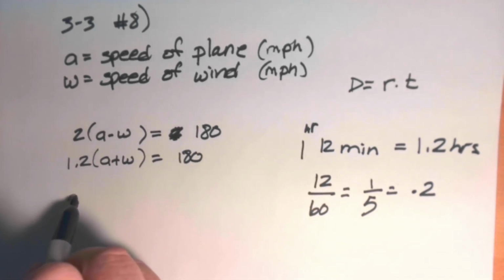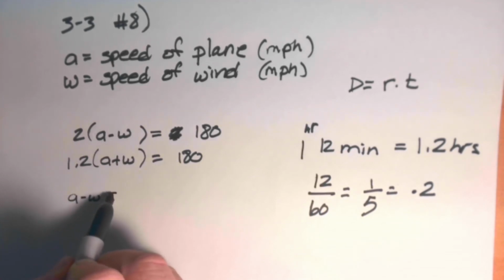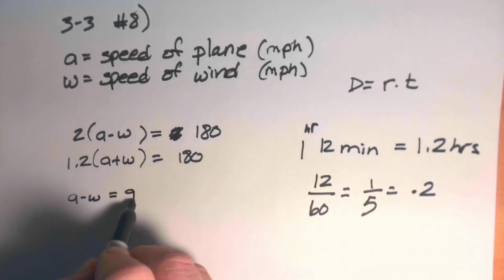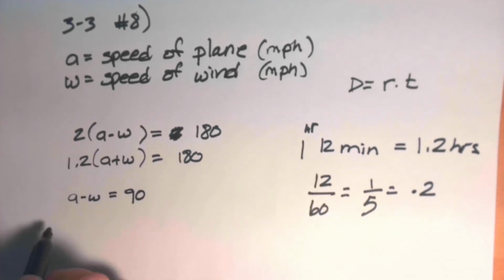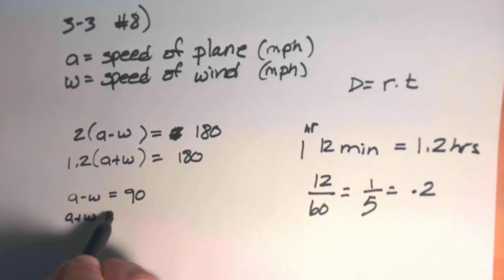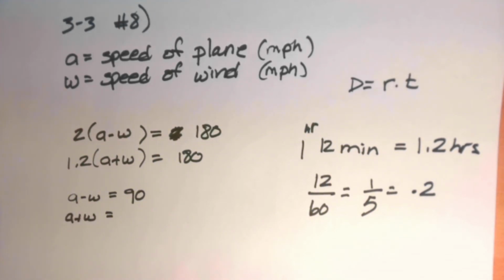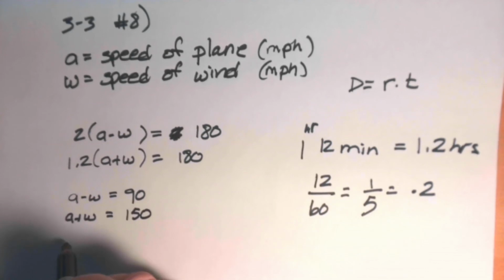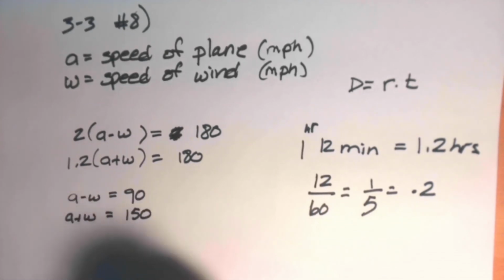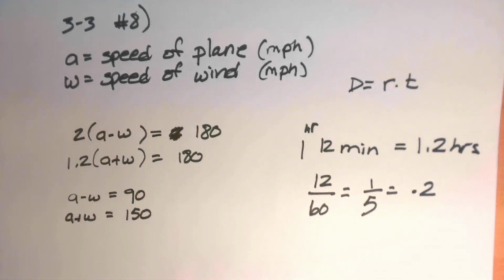And so when I do that, I get a minus w is equal to 180 divided by 2, which is 90. And then for the second equation, I have a plus w is equal to 180 divided by 1.2. So I'm going to grab my calculator here, 180 divided by 1.2, and I get 150. So now I have a nice system of equations. It's all set up for elimination. I've got a negative w and a positive w.